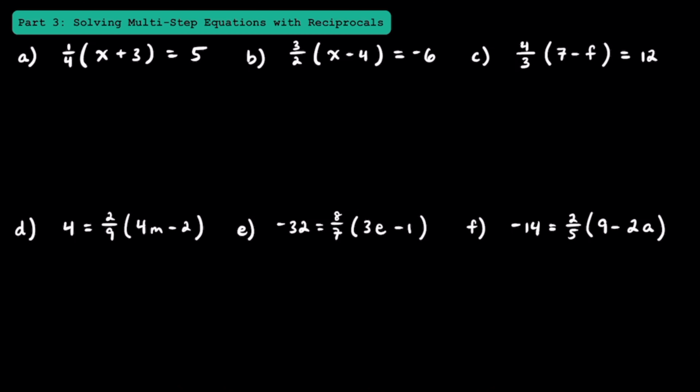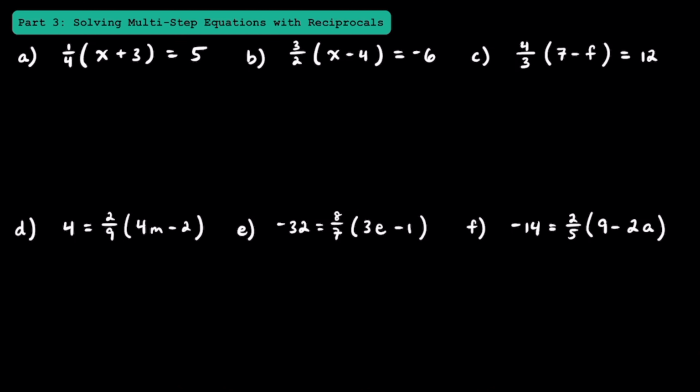In A, we have 1/4 times the quantity of x plus 3 is equal to 5. Well, we could start off by distributing this 1/4 to the x and 3 inside the parentheses. We're going to end up with a fractional coefficient and a fractional term. Then throughout the rest of the problem, we're going to have to add and subtract fractions and then multiply and divide fractions. The strategy I'm going to use to show you how to solve these equations is by using reciprocals.